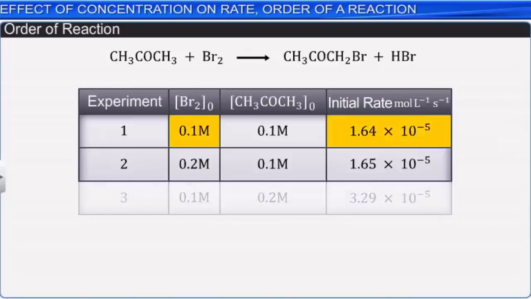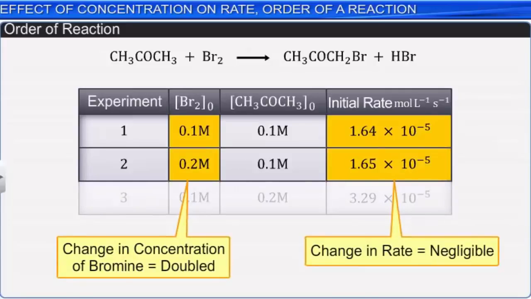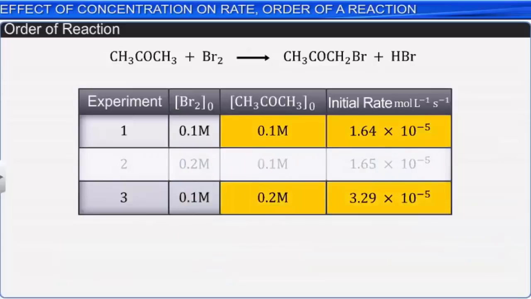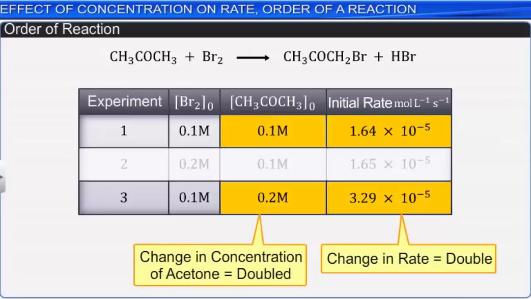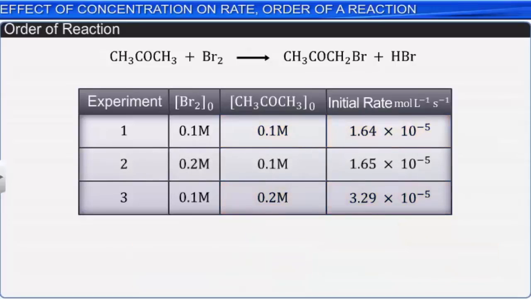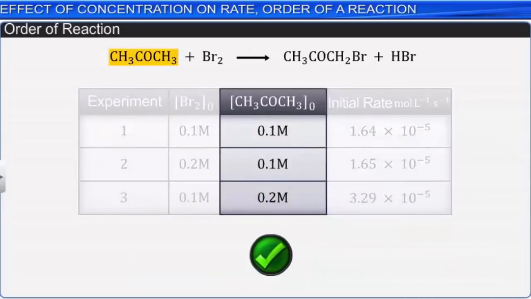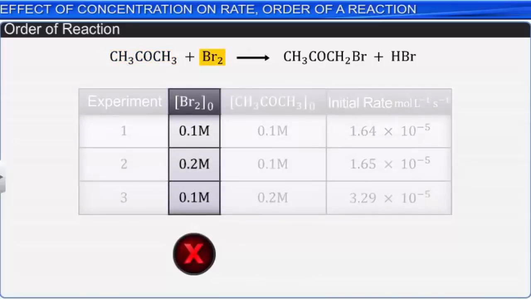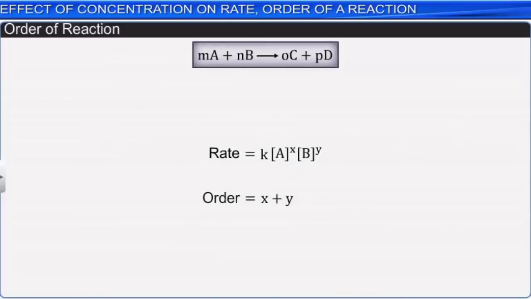From experiments 1 and 2, it is obvious that there is no change in the rate with a change in the concentration of bromine. For experiments 1 and 3, it is obvious that the rate is doubled as the concentration of acetone is doubled. That is, the rate depends on one concentration term with respect to acetone, while it doesn't depend on the concentration of bromine. Thus, the order of the reaction gives the mathematical relation between the reaction rate and the reactant concentration.